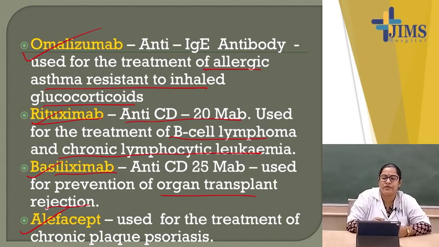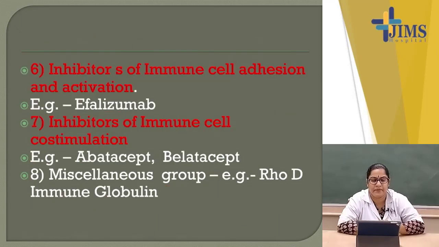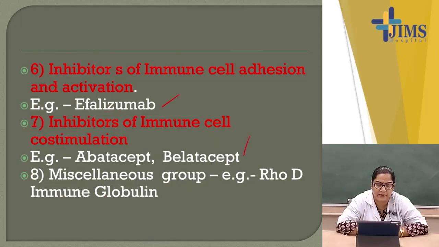Alefacept is used for the treatment of chronic plaque psoriasis. It is again a newer drug, and it has been evaluated for the treatment of psoriasis. Group 6 is the inhibitors of immune cell adhesion and activation, for example efalizumab, and inhibitors of immune cell co-stimulation. Among these, important are abatacept and belatacept. All these are newer groups of drugs.